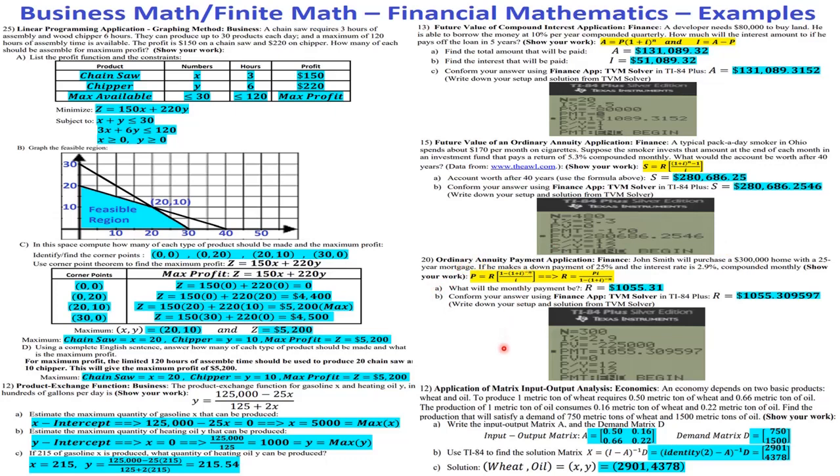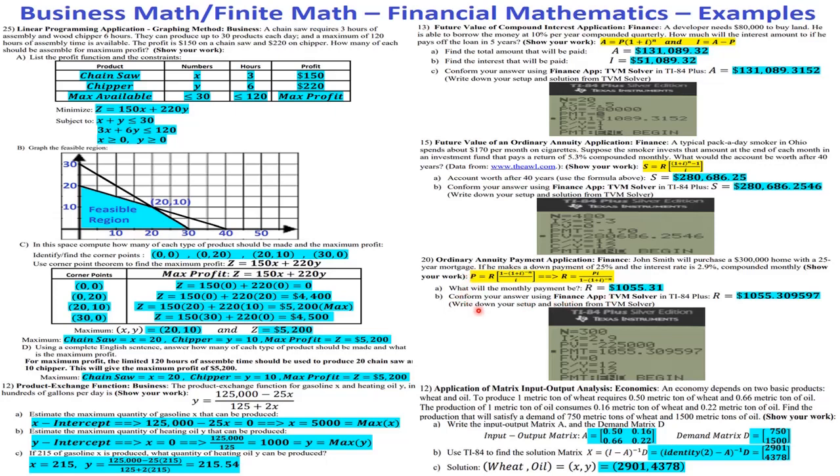Then I have another ordinary annuity payments application. This time we are going to figure out how much payment you have to make. John Smith will purchase a $300,000 home with a 25-year mortgage. If he makes a down payment of 25%, then how much should he put down? The interest is 2.9% compounded monthly. What will be the monthly payment?